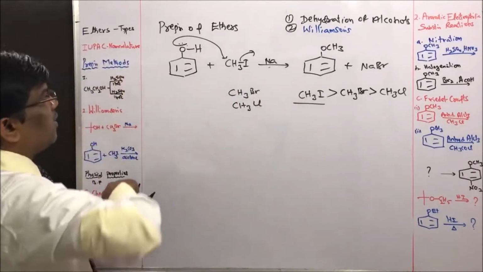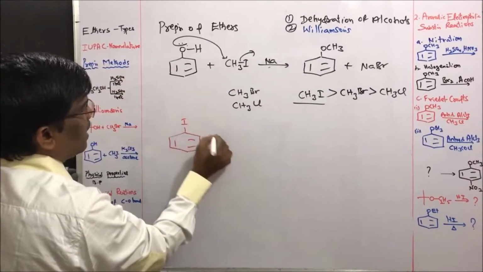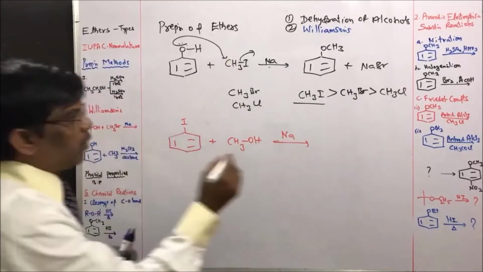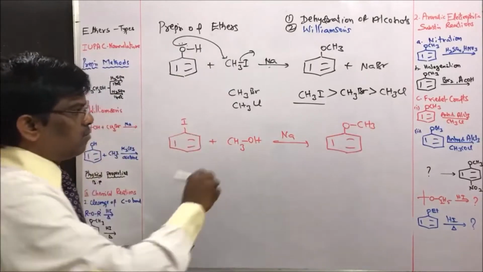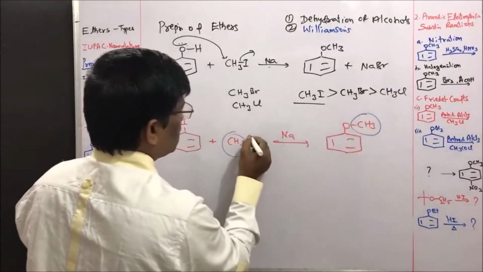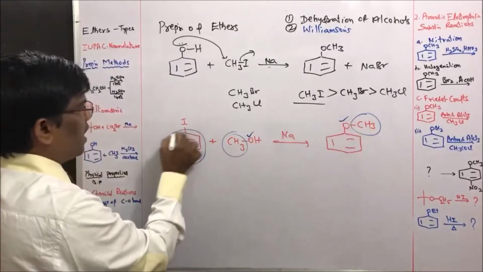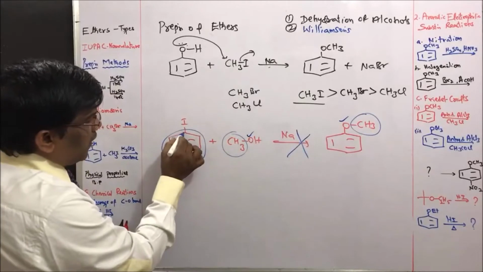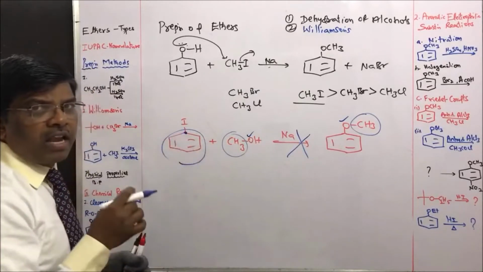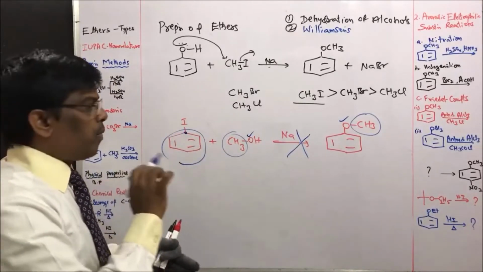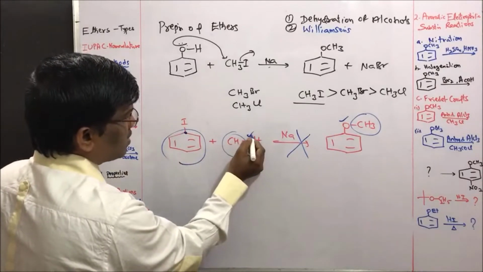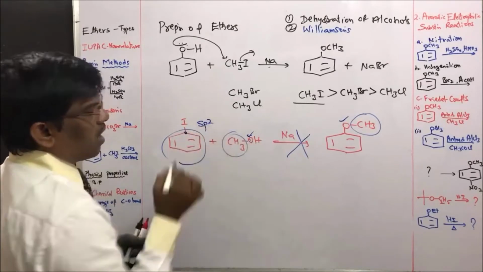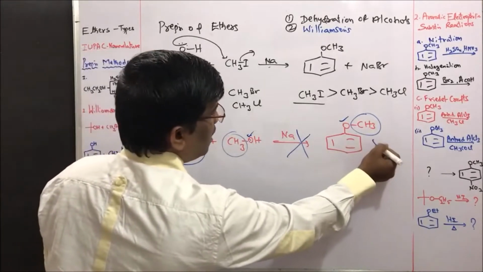Then the question comes: if I take this side iodide and use methanol and the same sodium, am I going to get this? So this is the methyl part, this is the methyl part, this is oxygen, and here phenyl iodide. Is it possible to make this? No, because the nucleophilic substitution on this carbon is not allowed or is not possible. Formation of this bond between the sp2 hybridized carbon and this oxygen is not possible. So this method will not work.